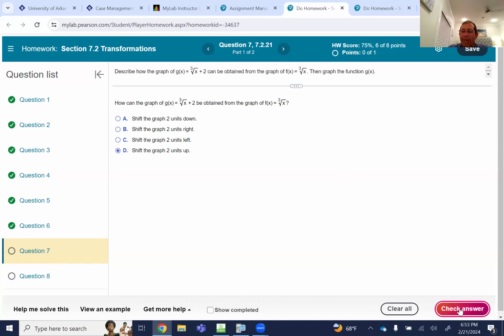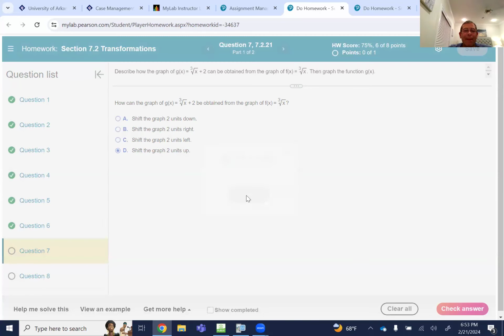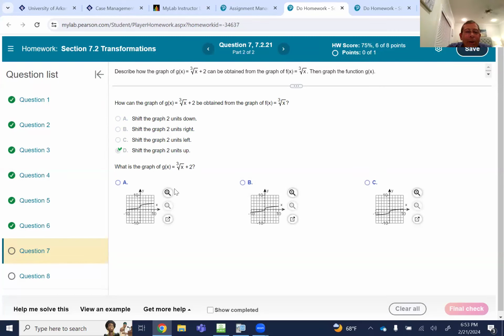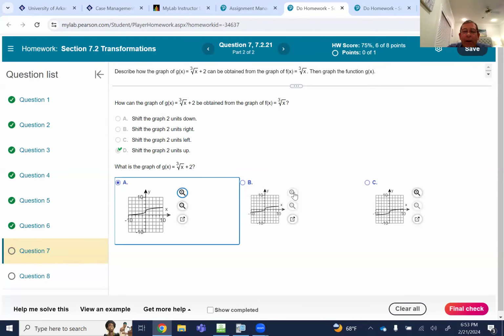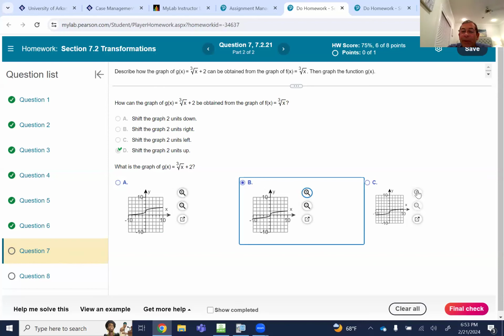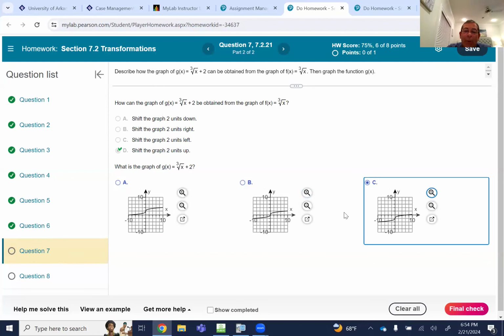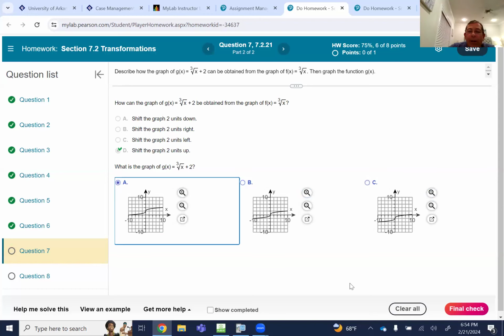Now we're going to graph it. So let me make these a little bigger, and y'all figure out which one of these went 2 units up. Now we'll say B looks like the actual basic graph, right? It went right to the center. So either A or C went up. A. All right, I'm gonna click A. Yeah, that's the only one that went up. Looked like C went down, actually. So check that.